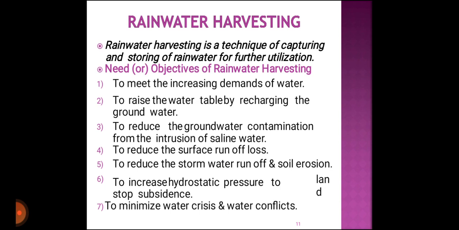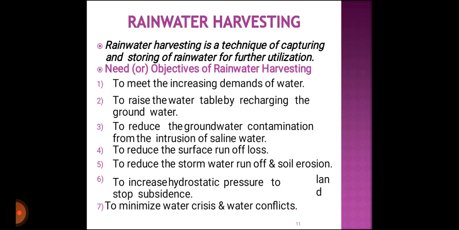Then to reduce the storm water runoff and the soil erosion. Soil erosion means the removal of soil covered by arid or semi-arid water, which will also be reduced by using the rainwater harvesting method. Then to increase hydrostatic pressure to stop land subsidence. Then to minimize water crises and water conflicts.